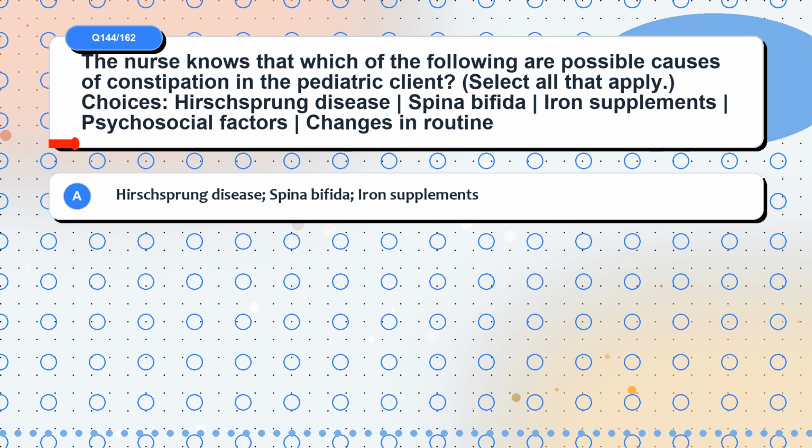Question 144. The nurse knows that which of the following are possible causes of constipation in the pediatric client? Select all that apply. Choices: Hirschsprung disease, spina bifida, iron supplements, psychosocial factors, changes in routine. Here are the options. Option A, Hirschsprung disease, spina bifida, iron supplements.